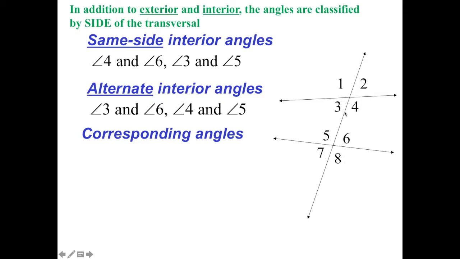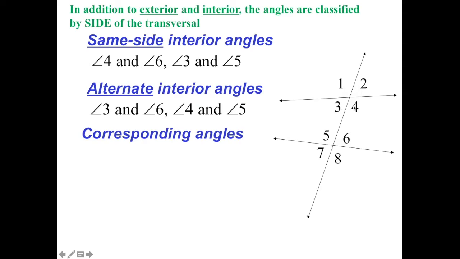Who can tell me another pair of corresponding angles? Ones that are in the same position. Corresponding means they just go with one another. They're close to the same thing, close to the same place. 7 and 3, for instance. 7 and 3 are corresponding. Even though this is an interior angle and this is an exterior angle, it's in the corresponding position.